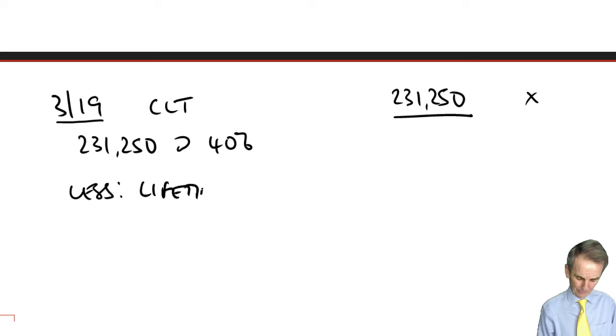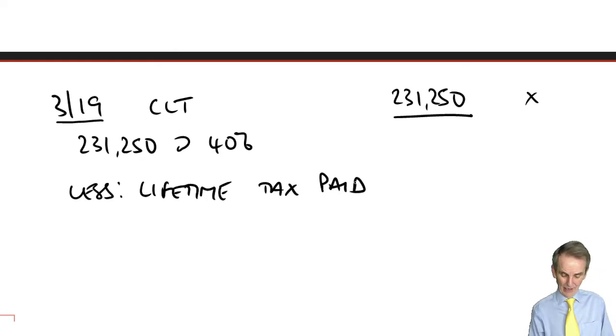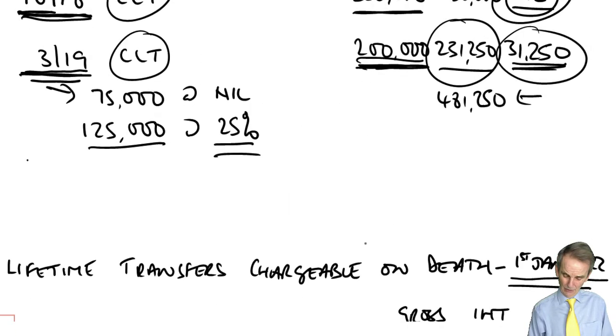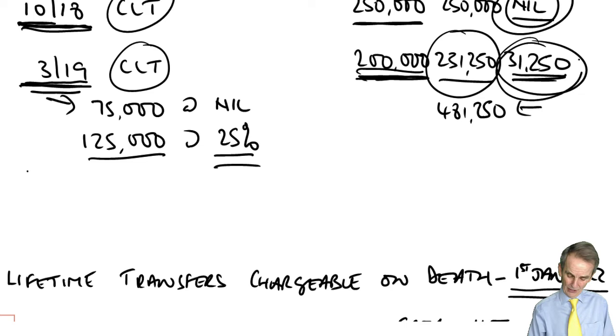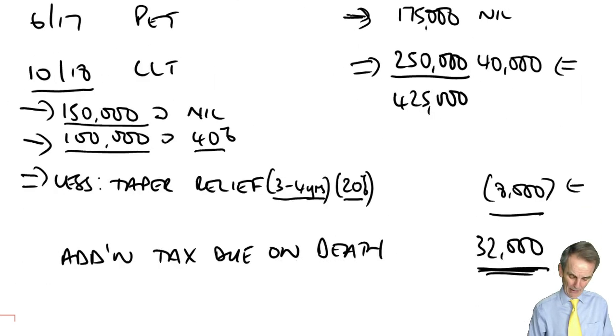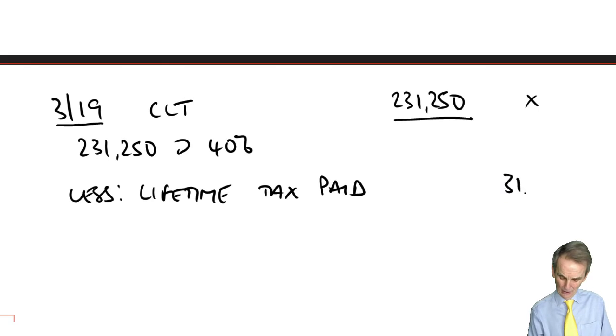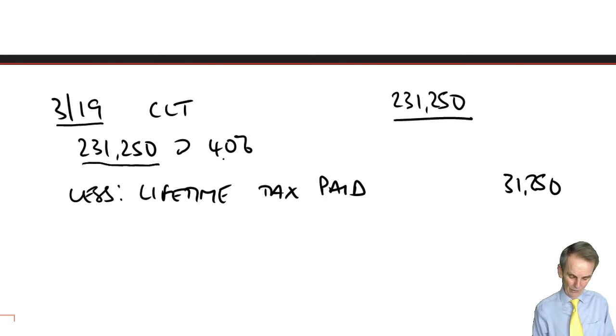is that there was, of course, lifetime tax paid. And that lifetime tax paid was 31,250, wasn't it? Yeah, there it is, the £31,250. That would now be deducted, 31,250, and you'd be deducting it from 231,250 at 40%. And I've made a note of that somewhere here.